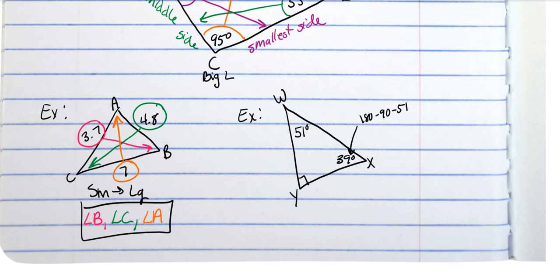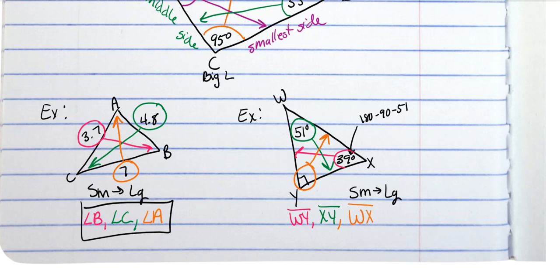And then it wants you to list it from the smallest to the largest sides. So my smallest angle is 39. My side across from that is WY. My medium angle is 51. My side across from that is XY. And then my largest angle is Y. The side across from it is WX.